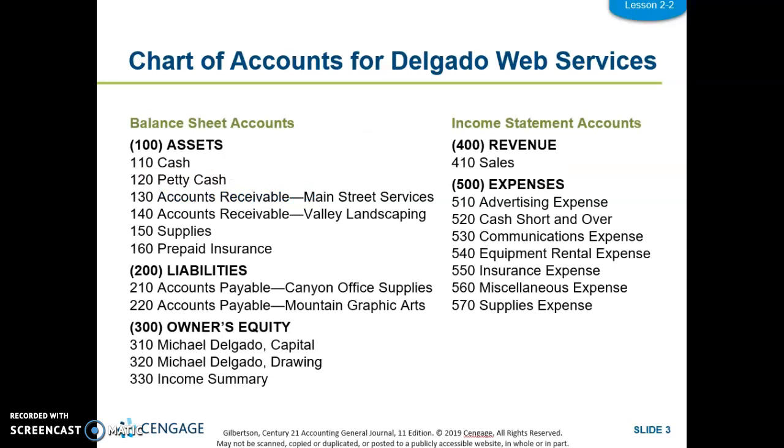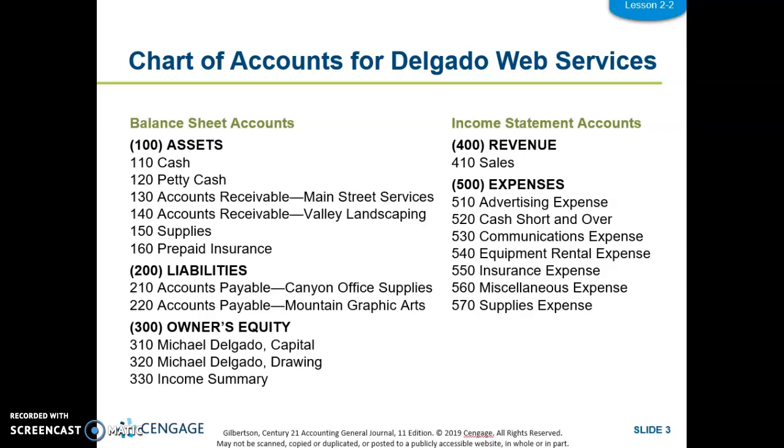This is the chart of accounts for Delgado Web Services. You can also find it on page 3 in your textbook. One thing to notice is that we have on the left side our balance sheet accounts, which are our assets, liabilities, and owner's equity. On the right side, we have our income statement accounts, which would be our revenue and expenses. We go into the chart of accounts in a later chapter in more detail where we go over the numbering system and why they have these different numbers.